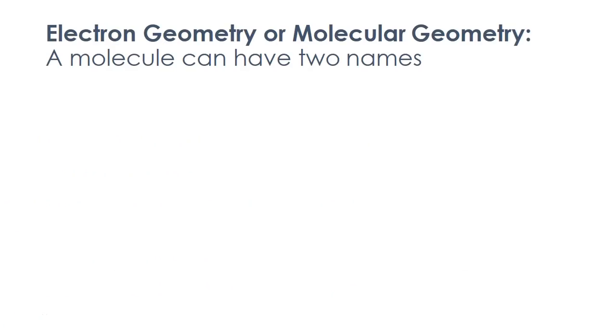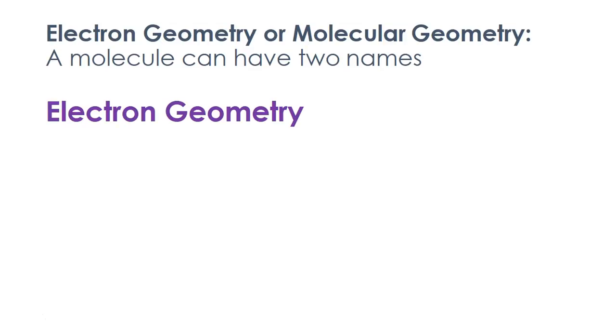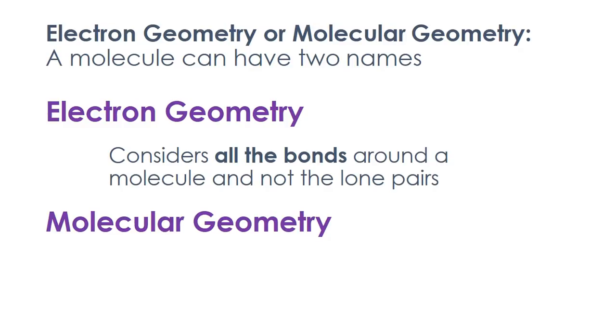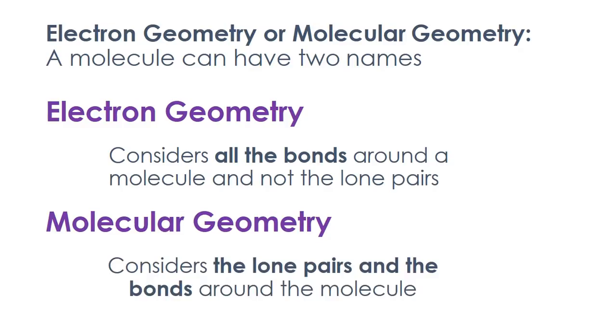When considering electron geometry or molecular geometry, ultimately a molecule can have two names. Our electron geometry takes into consideration all the bonds around a molecule, and we don't count the lone pairs, which are our extra electrons. We can also have a molecular geometry name, which considers all the lone pairs and all the bonds that are around that individual molecule.